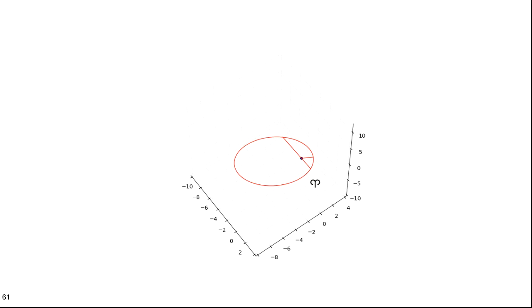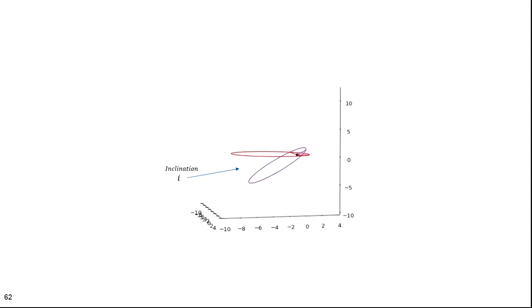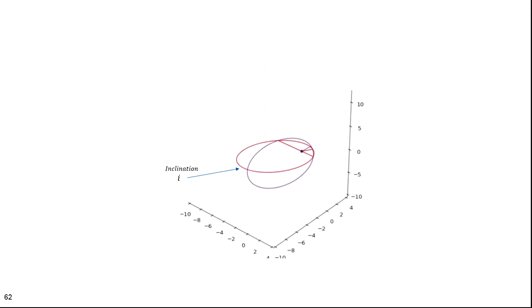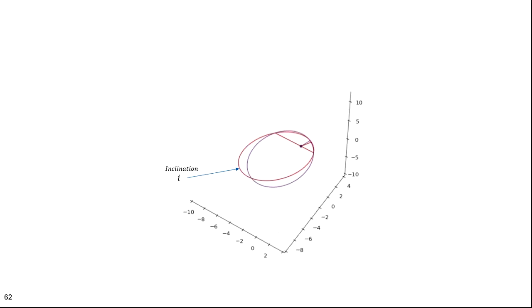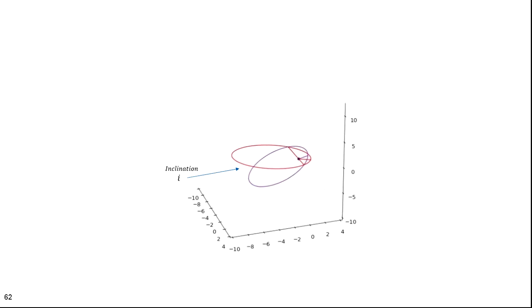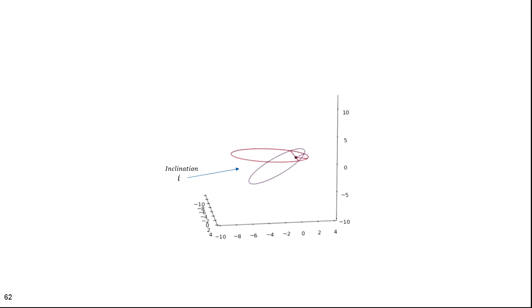Now we want to give the red ellipse some inclination. To do that, we'll rotate the ellipse about the x-axis. It rotates about the nodal line that's in line with the x-axis. We're going to rotate or tilt the red ellipse along that red nodal line. The purple ellipse is the red ellipse tilted. This is called inclination. The angle of tilt is denoted by the letter I. Here's what inclination looks like from different perspectives. This is the fourth degree of freedom.